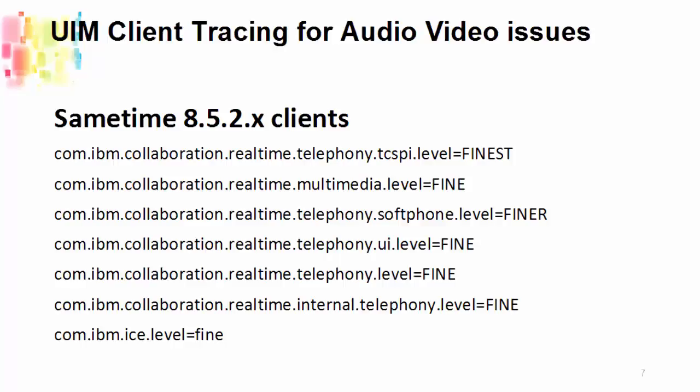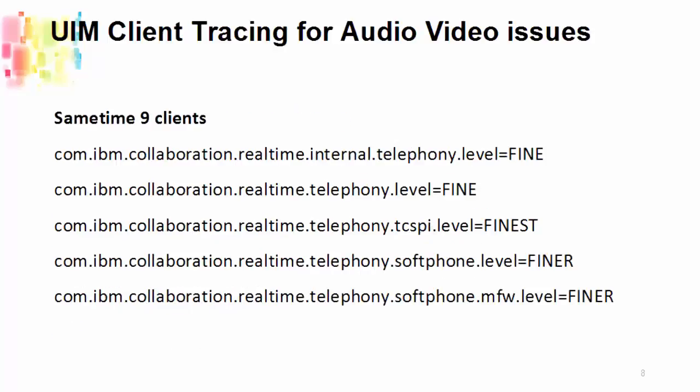Finer, finest, and fine all give us a different level of trace information, and if you set one to too much and you set one to too little, then we don't actually get the traces we expect, or we get them in a different order, and sometimes that order is very important to troubleshooting these problems. So again, here's the 852 version of the tracing strings, and in the 9 version, it's a slightly smaller list.